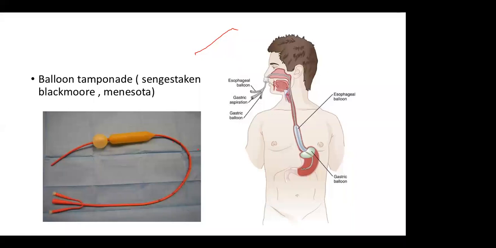But in these 24 hours, both balloons should be deflated every 4 to 6 hours to avoid, for example with the esophageal one, problems if it is inflated for more than 6 hours. This will result in mucosal ischemia, mucosal ulceration that ends in mucosal perforation.